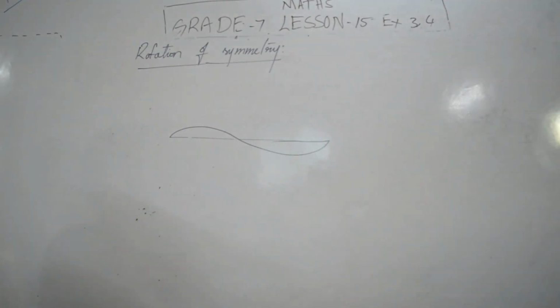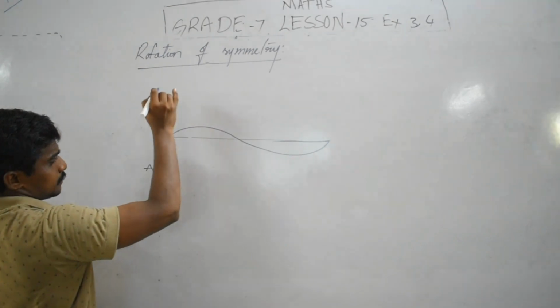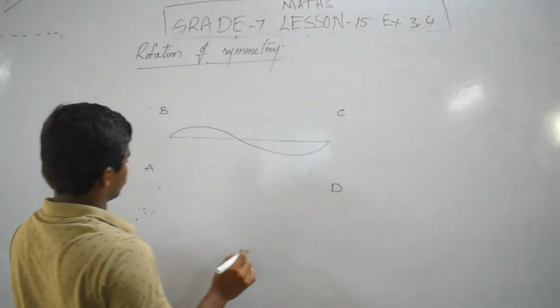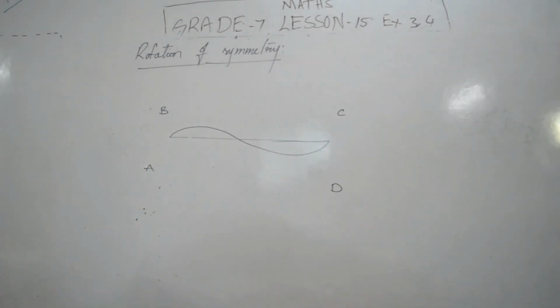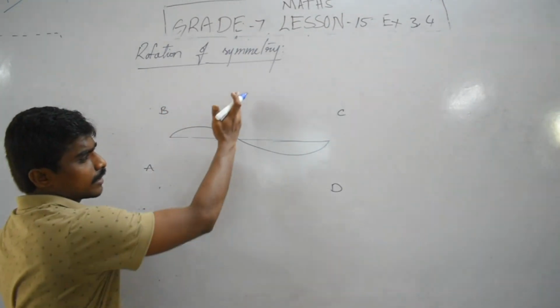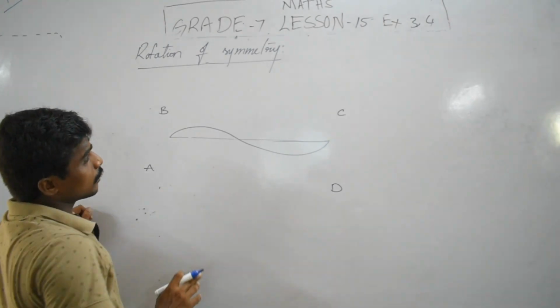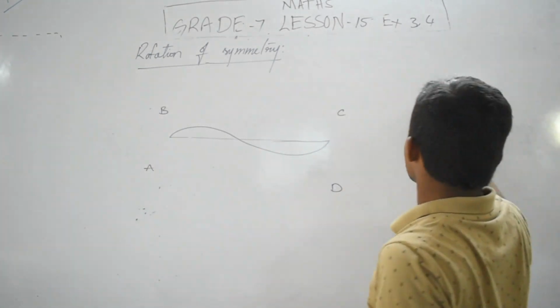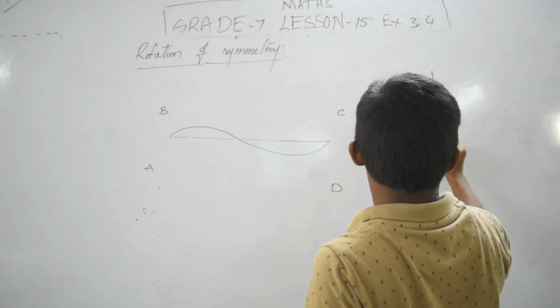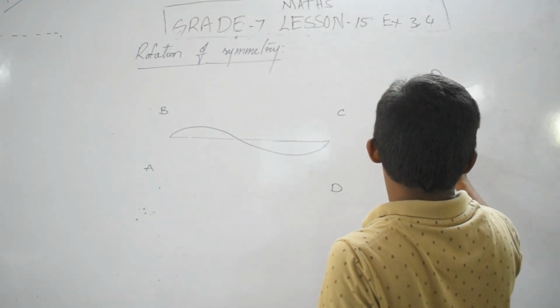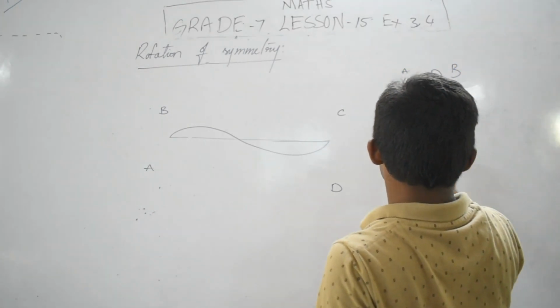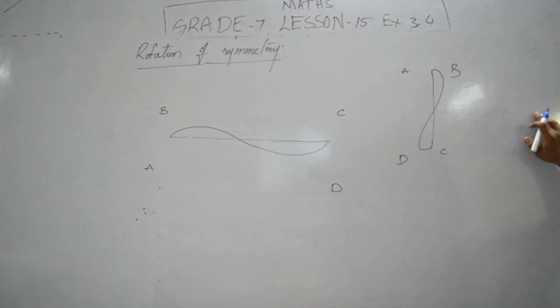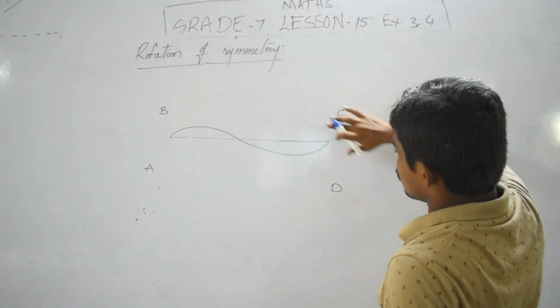Now this is one picture: A, B, C, D. This picture, now we rotate. Here see, if we fold it along this line, it is not a symmetry. So here we are just rotating. First we rotate as is along this line, and we come to this one. A, B, C, D coming like this. Now are these both equal or not equal? No.